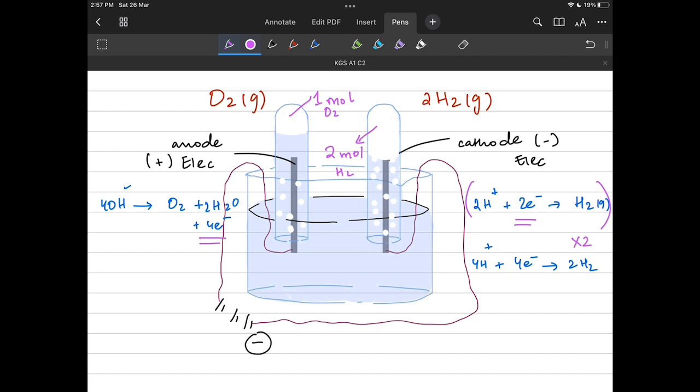However, the concentration of sulfuric acid will keep on increasing. So remember, whenever there is a 1:2 mole ratio of gases, it is very likely to be sulfuric acid, because hydrogen is produced double the amount of oxygen produced.